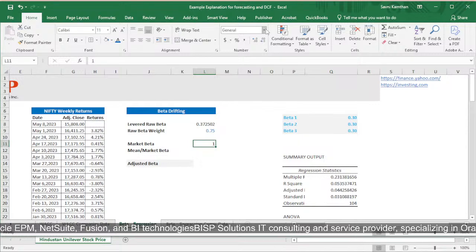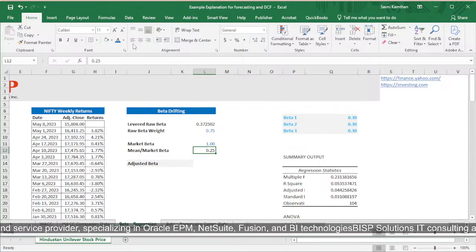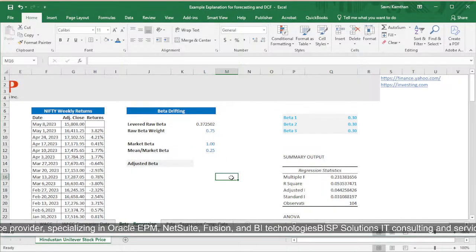So this is my, this is also in number, right? This is also in hard coding. And mean or market weight we have to calculate. It will be around 0.25, let's suppose. It will be on this guy.